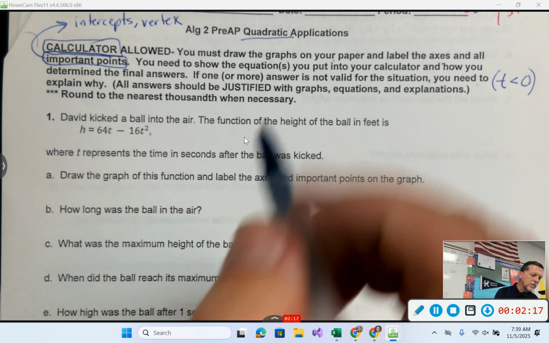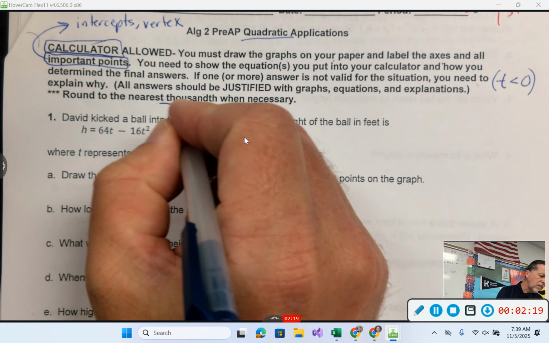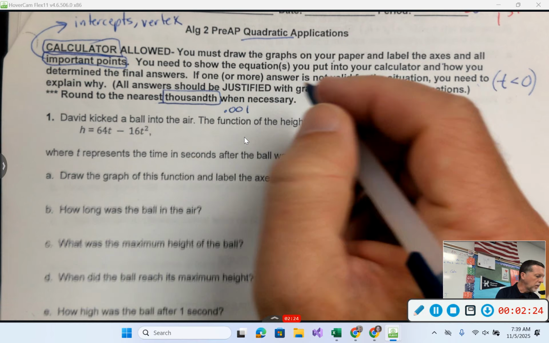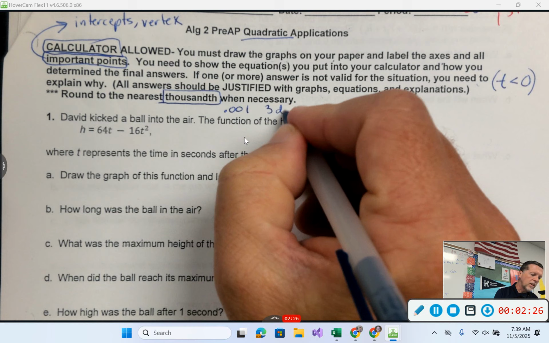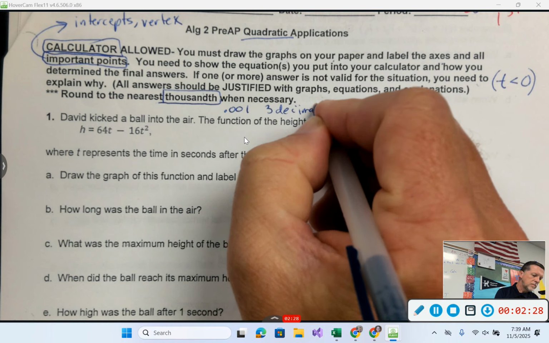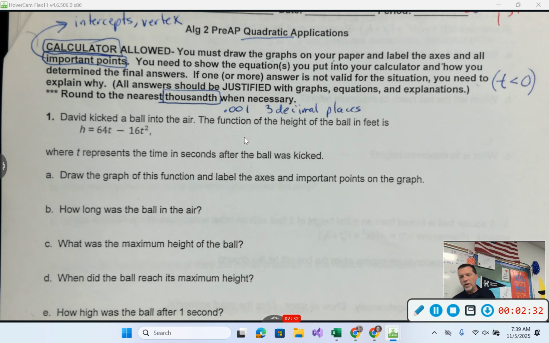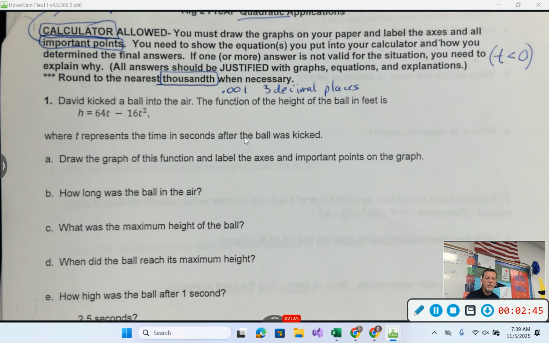If you need to round, we always round to the thousandths. So that's the third decimal place, 3 decimal places. And even though you're a long way from taking the calculus AP test, the calculus AP test is always 3 decimal places. So we figure we'll just start now and get used to always doing 3 decimal places. That way 2 years from now you'll just think that 3 decimal places is the normal thing to do.